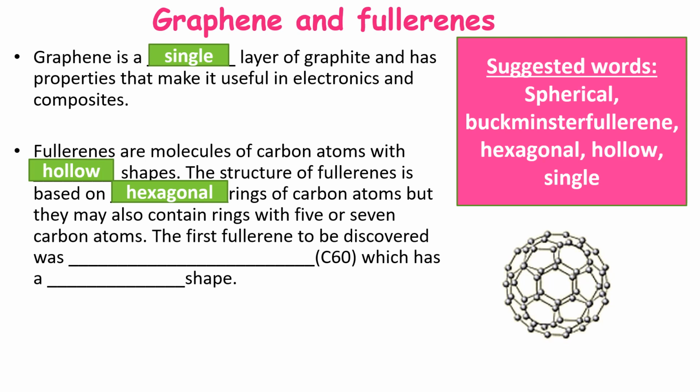Graphene. What is graphene? Graphene is just a single layer of your graphite. So graphite is loads of layers. Graphene is like if I took one layer out, okay? And because it's so small and thin, that's what they use in like electronics.